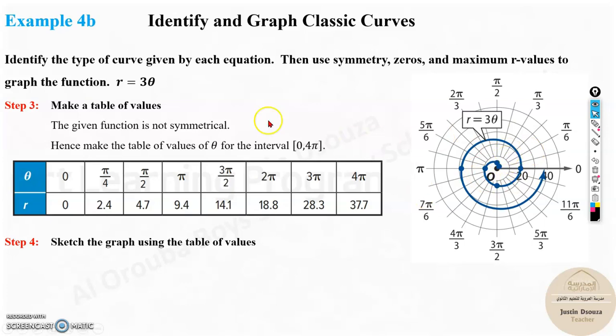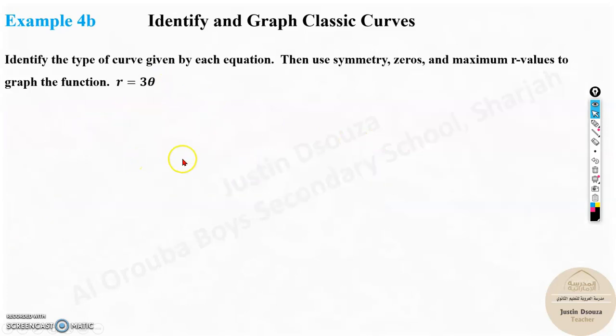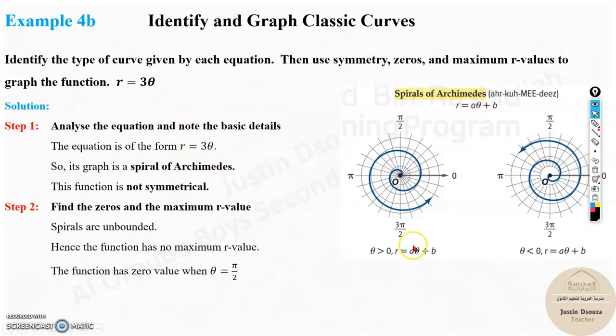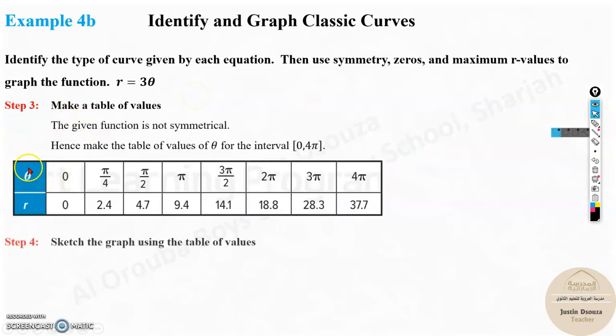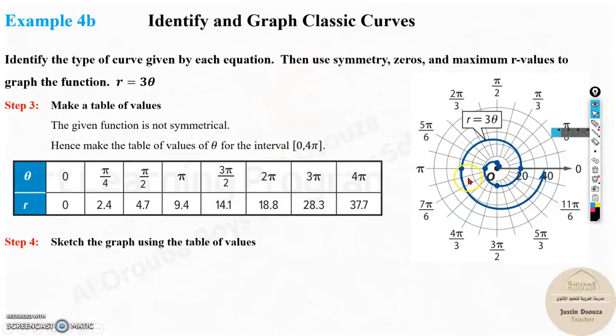So it's very simple and straightforward. If you're getting confused with these directly, if you can't remember which is the standard form or anything, there is a simple way. Don't worry. What you can do is just make a table of values and graph. Then you will get a figure, right? Then you will understand which type of classical curve it is. In this case, it is the spiral of Archimedes.